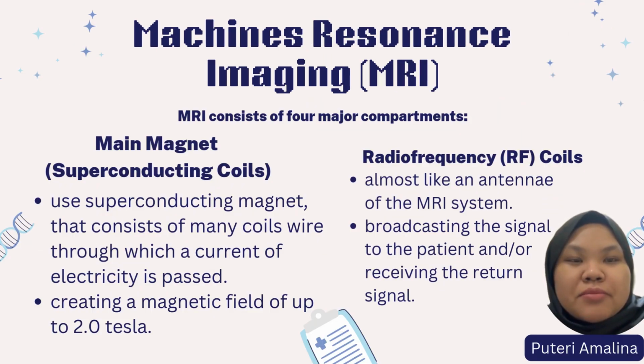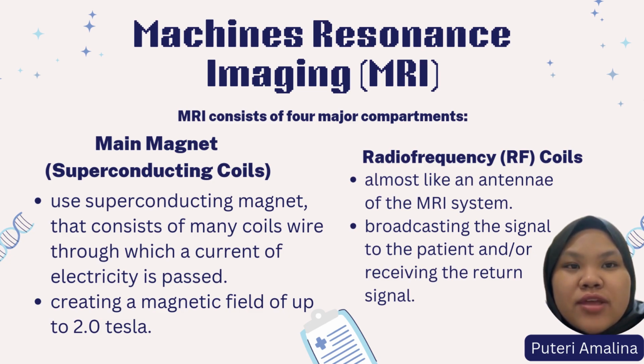Magnetic resonance imaging (MRI) machines consist of four main components. The first one is the main magnet, which is a superconducting magnet that has many coils of wire through which current flows. It can also create a magnetic field of up to 2.0 Tesla.